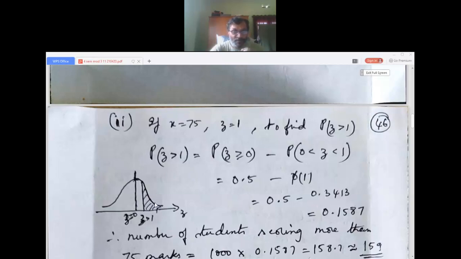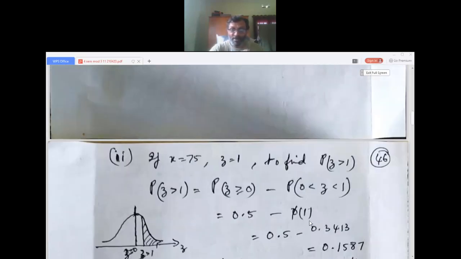So P of z greater than 1 will be P of z greater than or equal to 0 minus P of the value of z in between 0 and 1, P of 0 less than z less than 1. So P of z greater than or equal to 0 is 0.5 minus phi of 1. And phi of 1 from the table is 0.3413. So 0.5 minus 0.3413 is 0.1587.